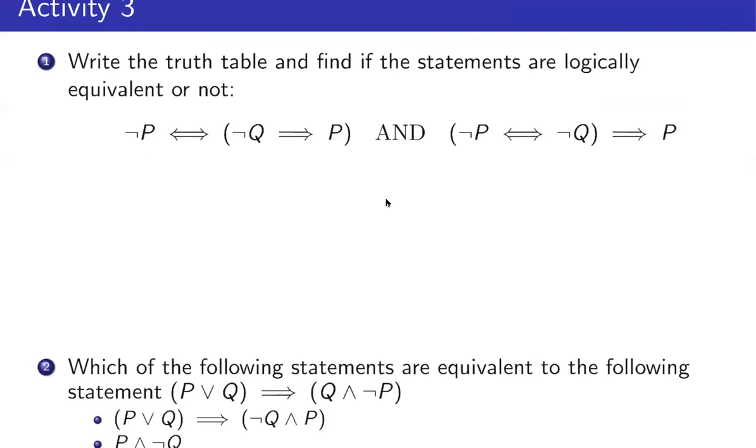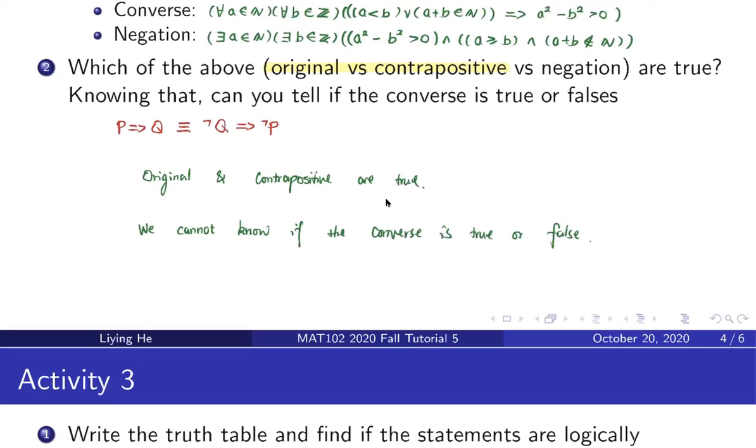So they want you to write the truth table and find if the statements are logically equivalent. Try this. Actually, let's just write it in this way. P and negation of P. So if this is true, then this is false. If this is false, then this is true. Okay? That's all I wanted to mention.